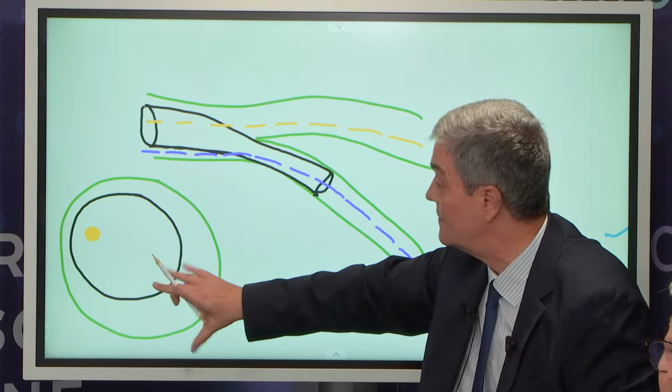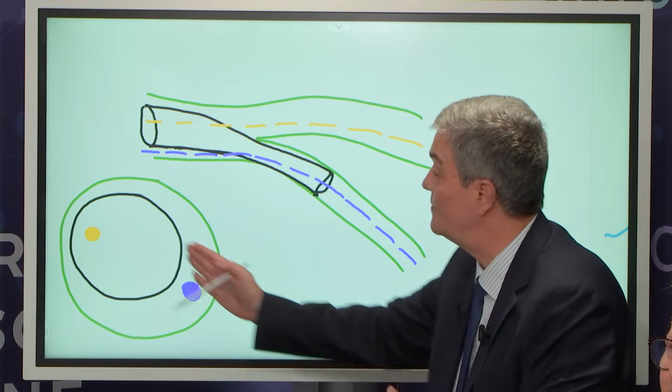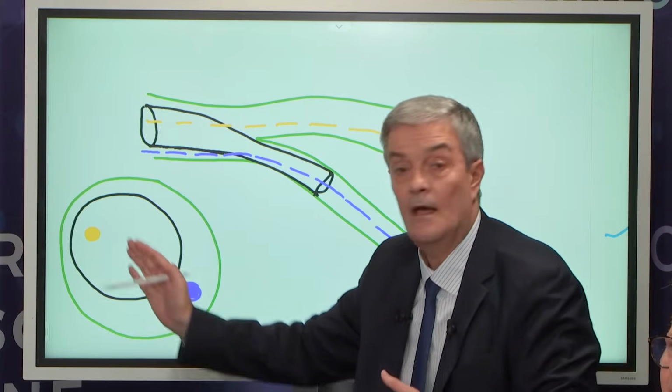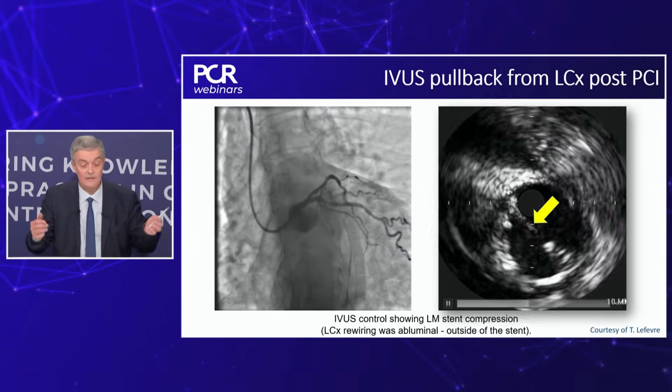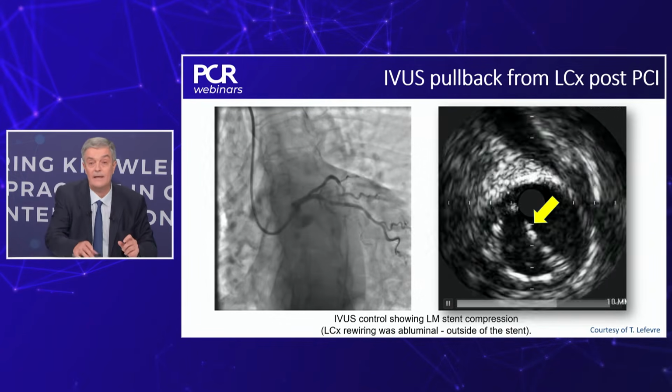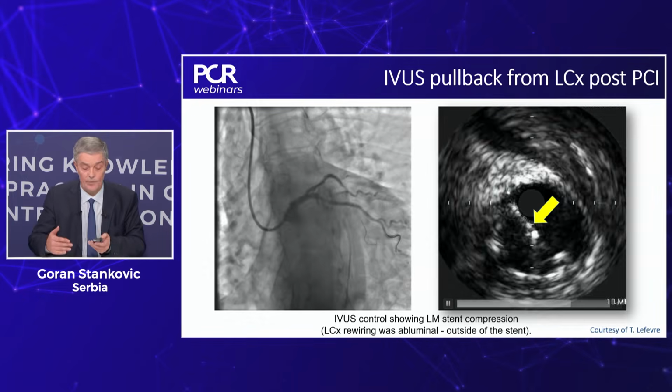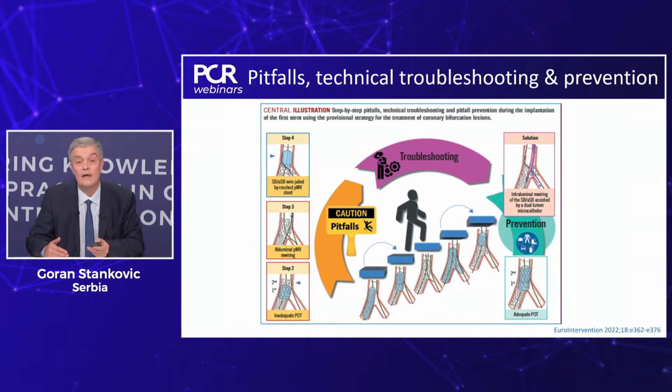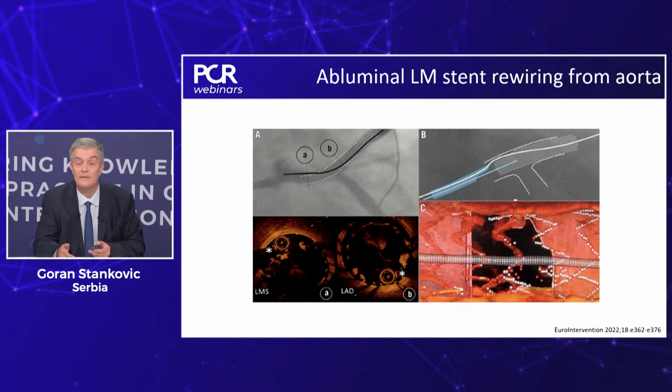So when you do kissing balloon inflation with this position of two balloons, you actually compress the stent. And by compressing the stent, you actually create a good angiographic image that makes it not easy to understand the mechanistic problem inside, and you have a potential nidus for stent thrombosis. So we focused the last, 16th, consensus document of the European Bifurcation Club specifically on these aspects, pitfalls, and we tried to understand how to troubleshoot and prevent these complications.